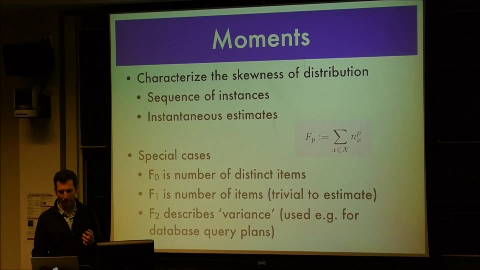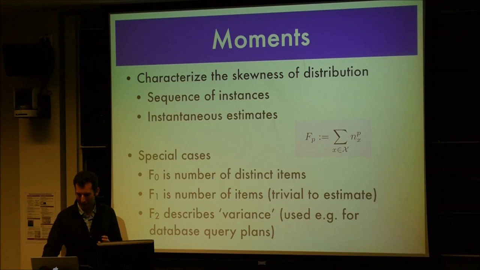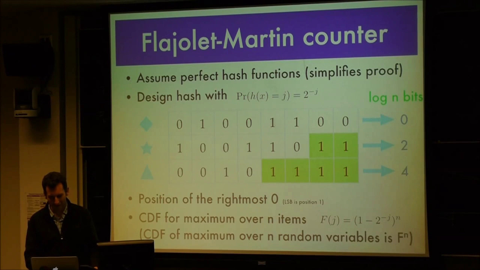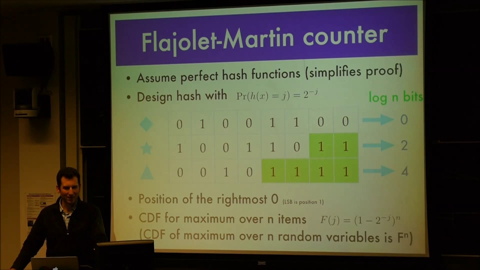Okay. So what I'm going to do is leave you with a small puzzle of why this algorithm is not completely crazy. This is the so-called Flajolet-Martin counter. Basically, for each element that I see, I compute a hash. And the only thing that I'm going to store is the longest number of consecutive least significant ones that I've seen so far.